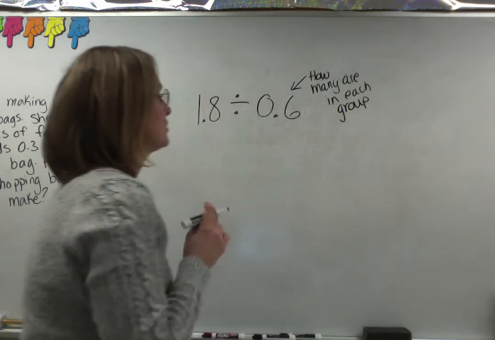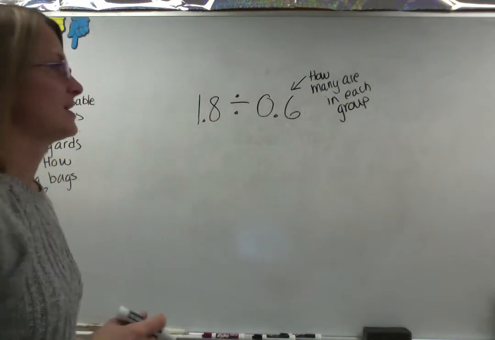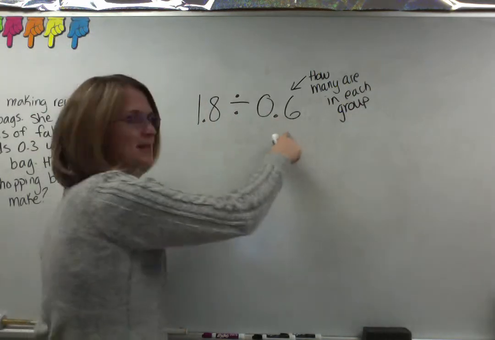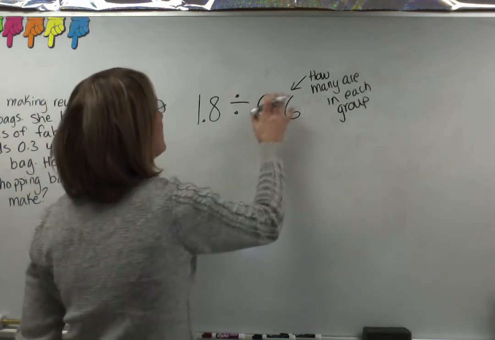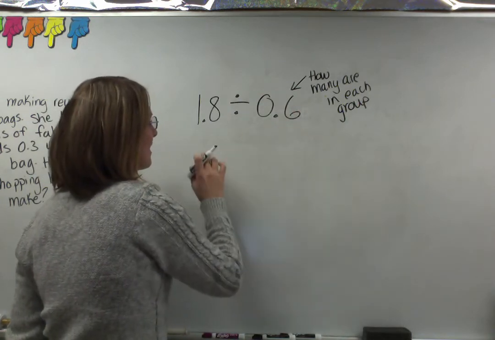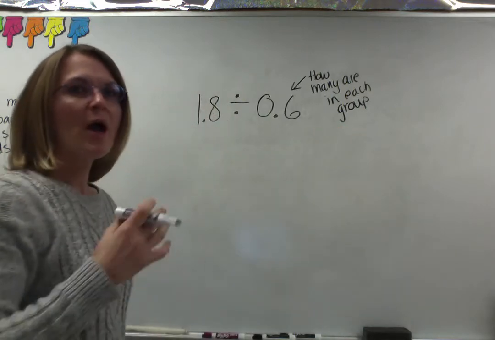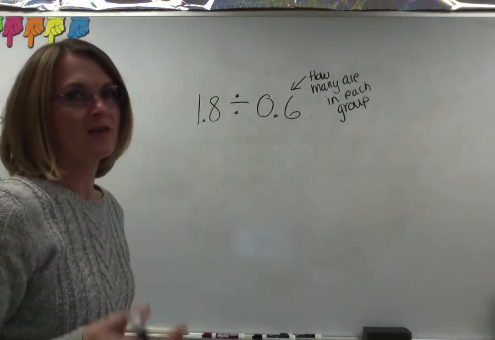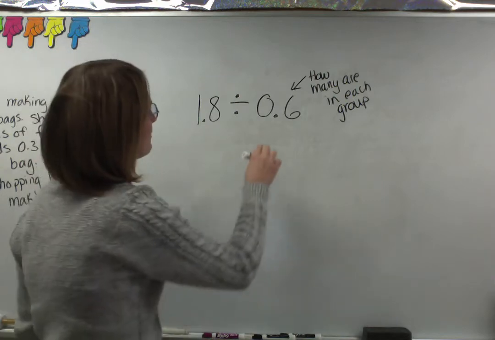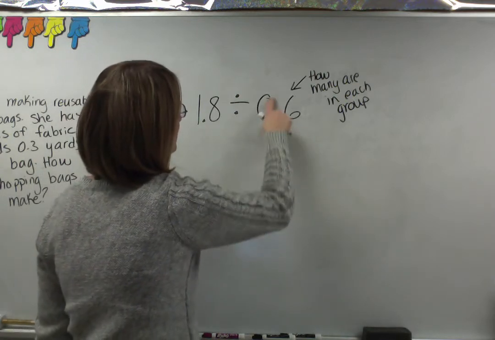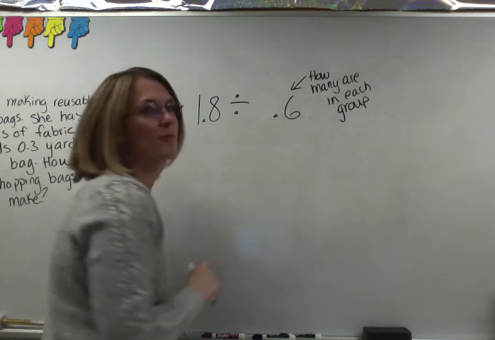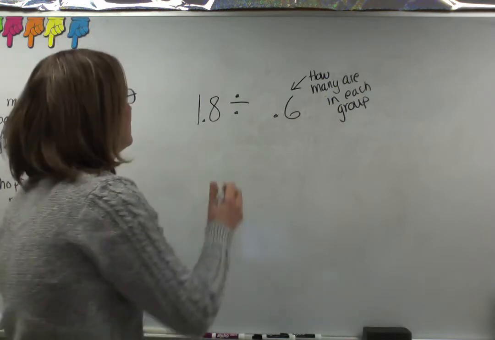Okay? So in this case, I'm not going to make 6 groups, because that's not the number 6, it's 6 tenths. What that's telling me is I have to make groups that each have 6 tenths in them. So how many groups of 6 tenths can I make is what this is asking me. Now remember, 0.6 and 6 tenths are the same thing. We can drop that 0. It makes things a little easier for us, right?